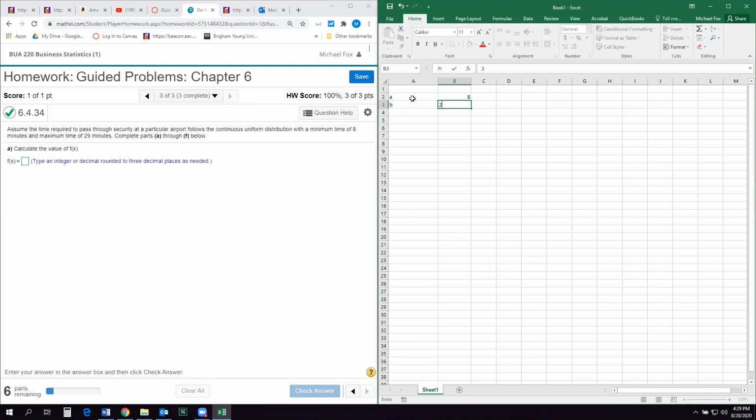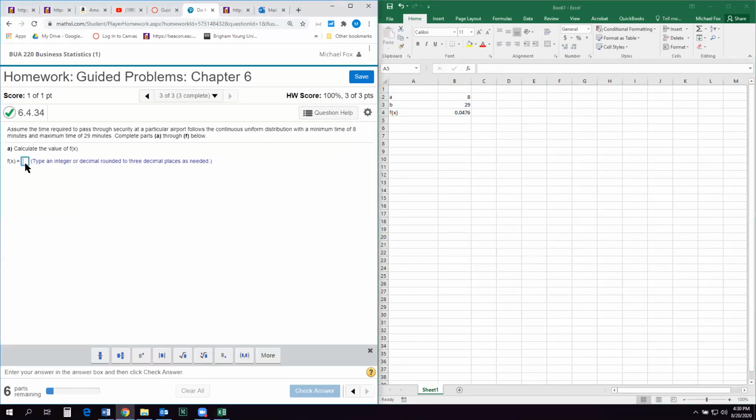Now, some of these are just formulas. You can find them in your book that I'm using here, because there's not a function in Excel to do these. So the first thing it wants to know is, what's the function of X? The formula, on page 274 in the book, is that f of X equals 1 over B minus A. So it's as easy as going 1 divided by B minus A. That's the function. 3 decimal places. Ugh.